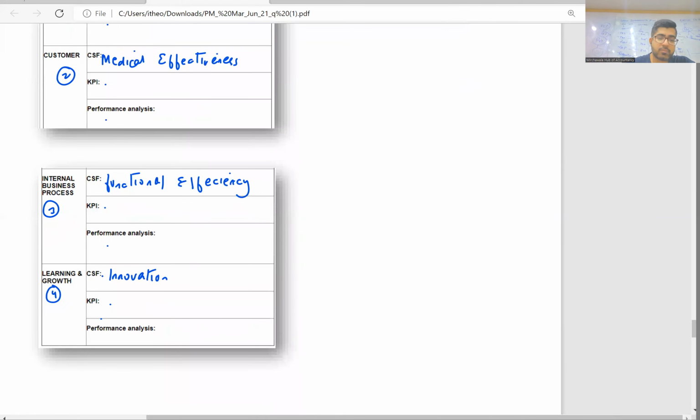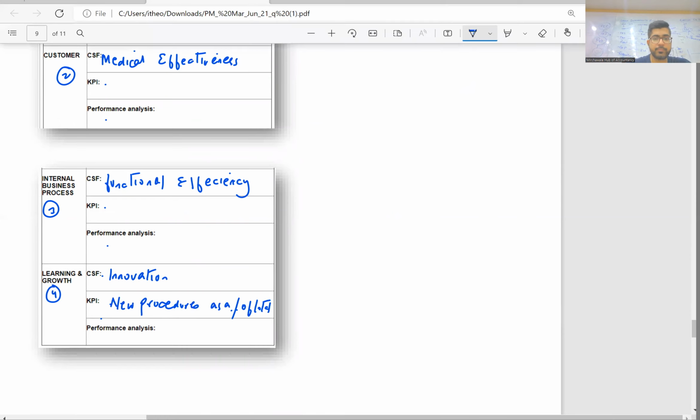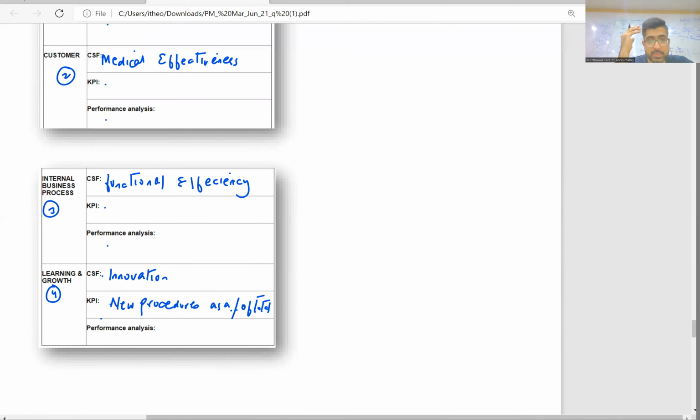What will be the indicator to measure innovation? Your critical success factor for learning growth is innovation. How will you see whether you are getting innovation or not? Simple. The indicator to measure innovation is from the data: new procedures as a percentage of total. That's what the data states, that for innovation, it's new procedures as a percentage of total.